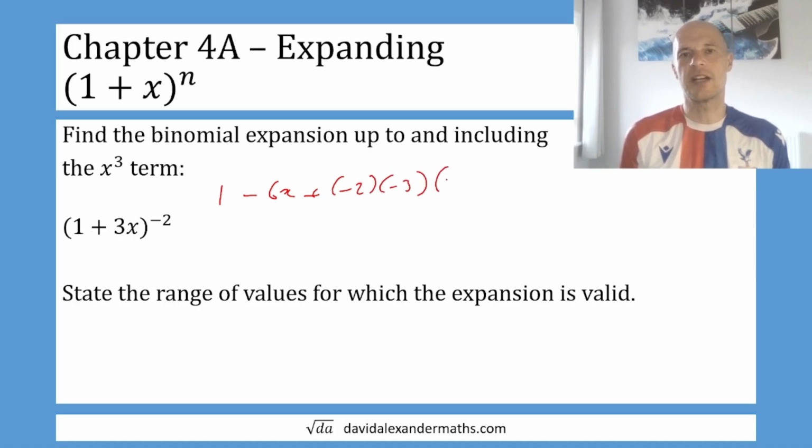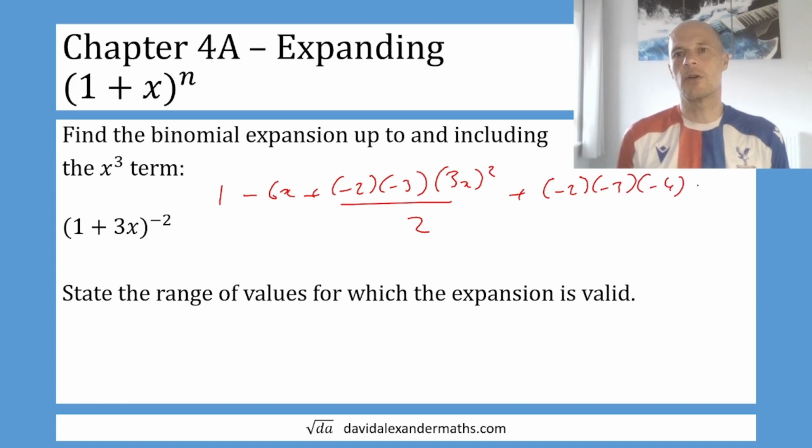Here we need to be careful. It's 3x in brackets all squared over 2, and the x cubed term is plus minus 2, minus 3, minus 4, 3x cubed over 6. Okay, so that is 1, take away 6x. This positive 2 will cancel out with this minus 2 and that minus sign.